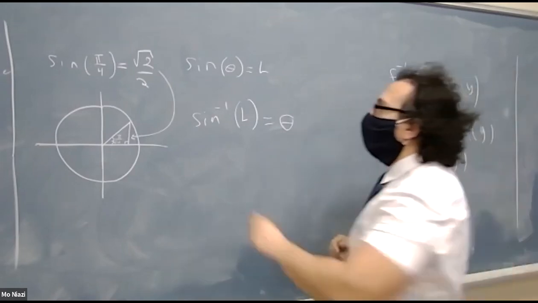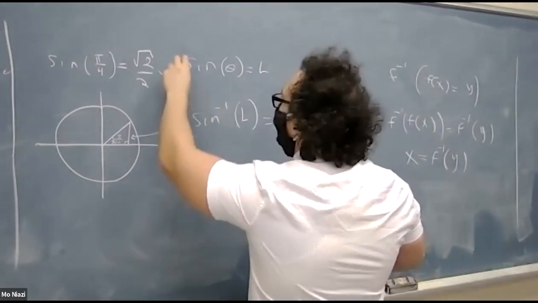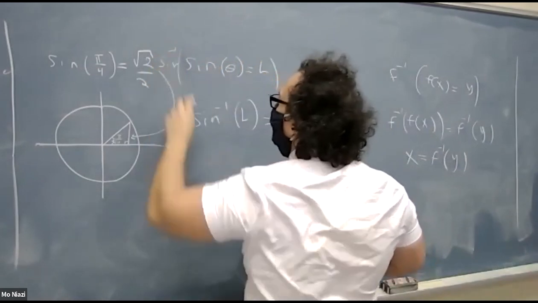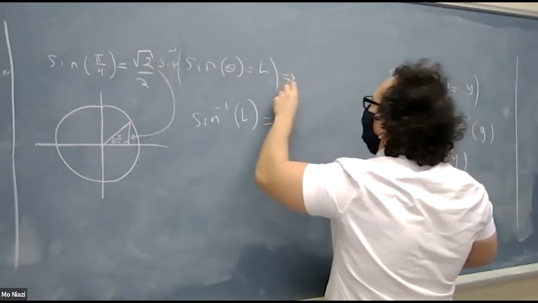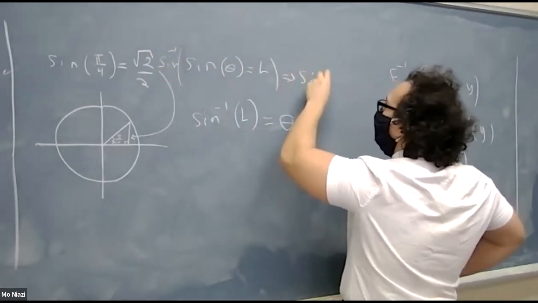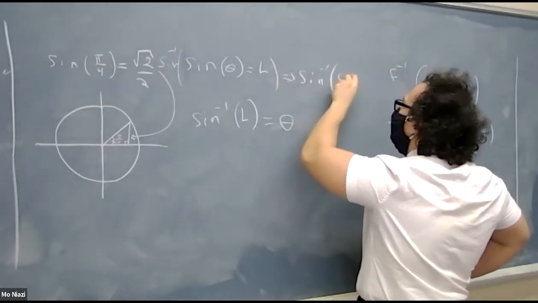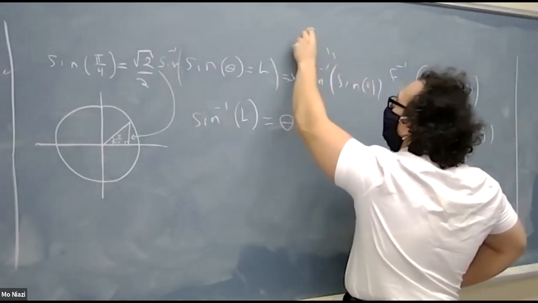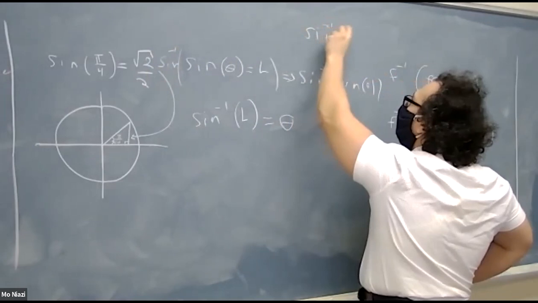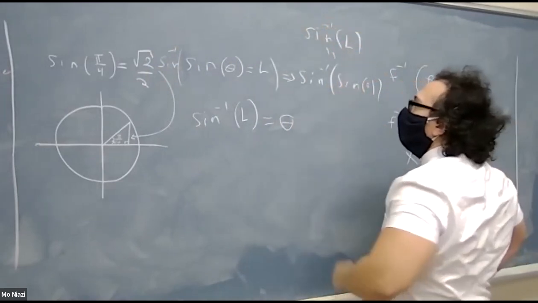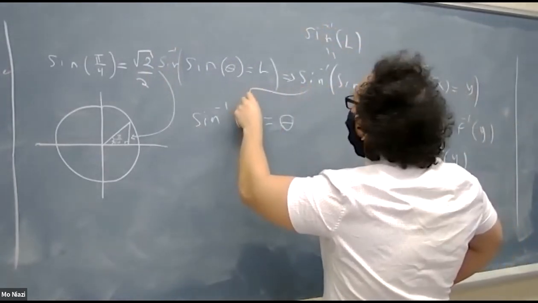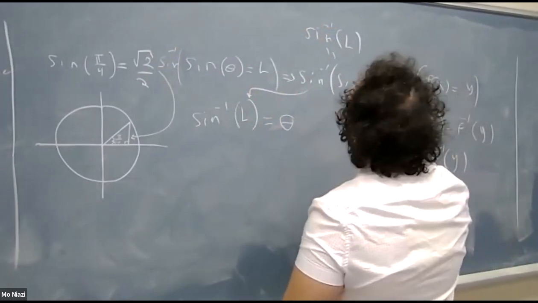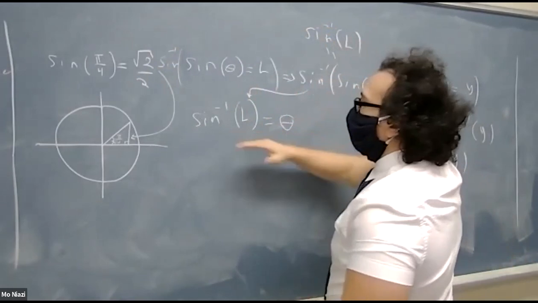Similarly, right here, if we were to take the sine inverse of both sides, then you would get the sine inverse of sine of theta, and that's equal to the sine inverse of L. And that ends up equaling this, because the sine inverse disintegrates: you just get your theta, and the sine inverse of L remains.